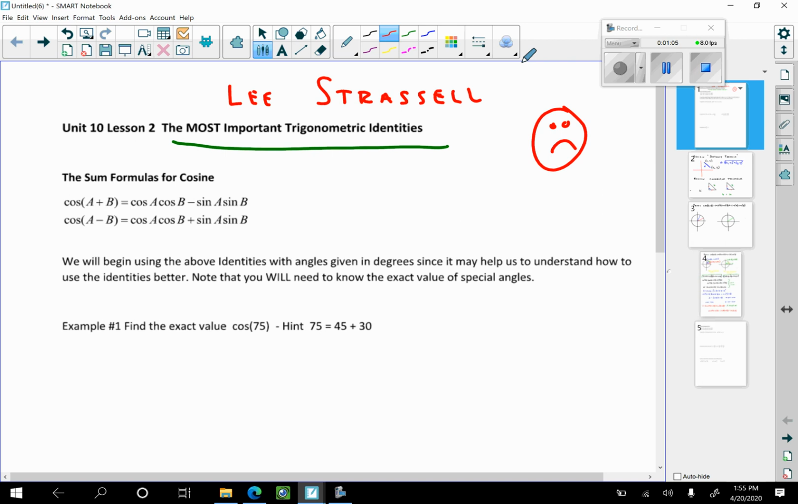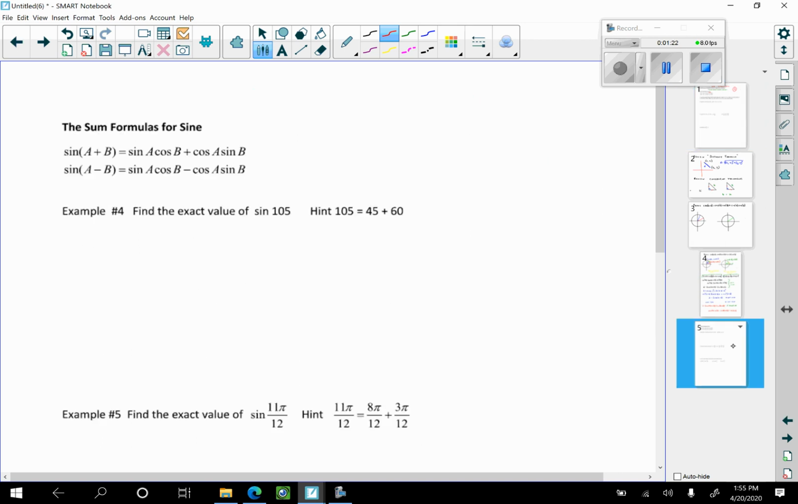So your notebook is a bit out of order. The second page to Unit 10, Lesson 2, the first page, starts off with the sum formulas for cosine. To get to the sum formulas for sine, you have to take your book and flip back a page. If you flip back a page, then you will see this is the actual second page of Unit 10, Lesson 2. My student editors somehow missed this mishap. So just to let you know, this is page 2, and you're going to have to go back a page to find that.